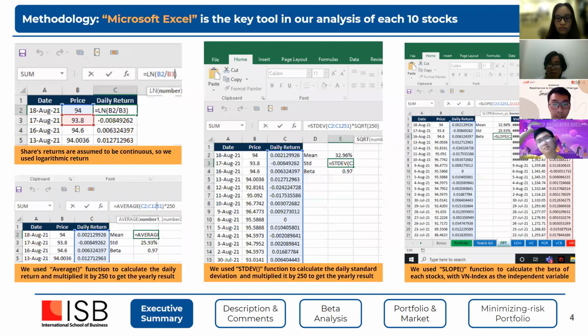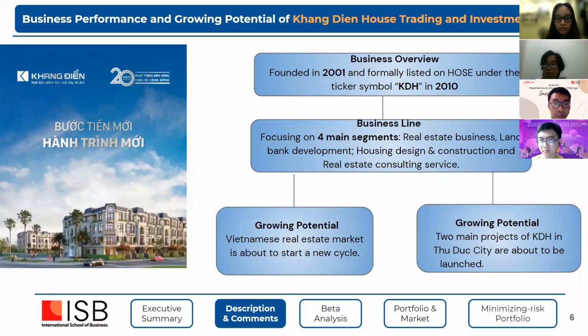Firstly, about Khang Điền House Trading and Investment, which was started in 2001 and listed on the stock exchange under the ticker KDH in 2010. It has become a prestigious and credible brand name in the real estate market. After 20 years in operation, it now has 26 subsidiaries and focuses on 4 main segments. Our group decided to include KDH in our watch list because 2 main projects of KDH in Thủ Đức City are about to be launched, and the next few years are expected to witness a strong rebound of the real estate cycle. But the recent return, average annual return and standard deviation of KDH in the same period are not outstanding among others in our watch list.